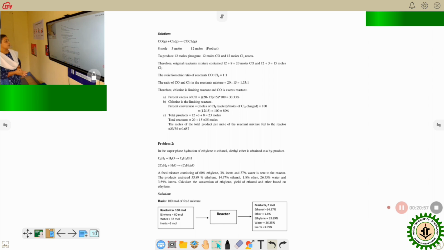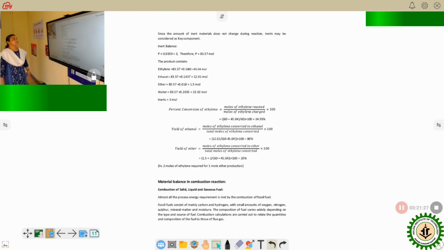So we have the feed mixture composition and product mixture composition. Now the basis of the calculation is chosen as 100 mole of feed mixture. So we can tell that in the feed mixture, ethylene is present 60 mole, water 37 mole, and inert is 3 mole.